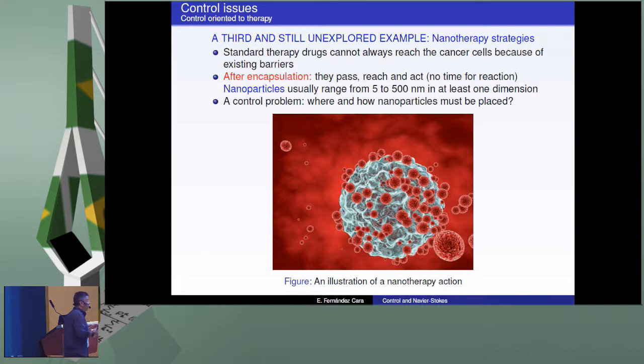So this is a very effective way to fight against the cancer, and it is something that is now being explored from the biological and medicine viewpoints, and also from the mathematical viewpoint. A very natural control problem here is how to do all this, where and how nanoparticles must be placed in order to attack in an optimal way the cancer.